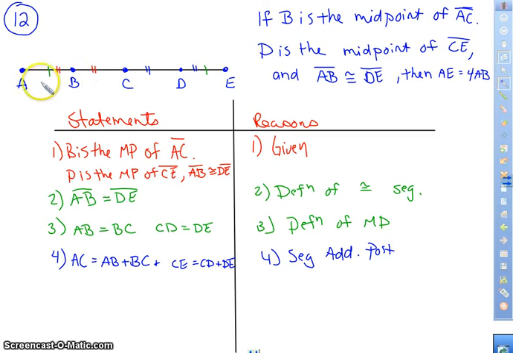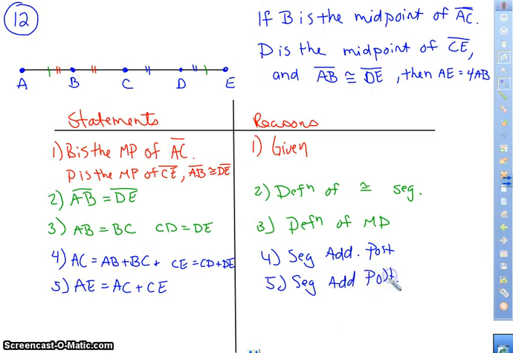Okay, and I'm doing that because now I can do some replacing here. So now I know that AE here, which is my total segment, is going to be AC plus CE, right? My two other segments, and this is also segment addition. All right, now I'm going to use some substitution. I know that AC is AB plus BC, and I know that CE is CD plus DE. So let's include that whole thing now. So now AE equals AB plus BC plus CD plus DE, and that is by substitution.